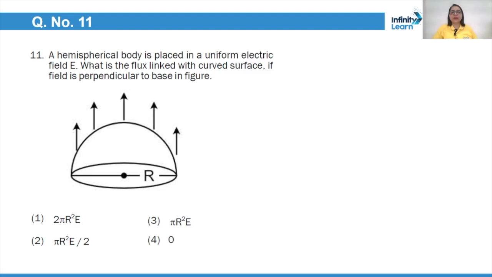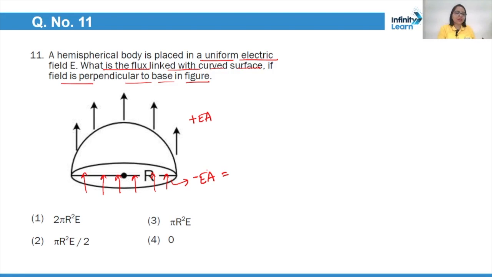Question number 11. A hemispherical body is placed in a uniform electric field E. What is the flux linked with the curved surface if the field is perpendicular to the base in the figure? So basically electric field lines that are entering through this circular base are equal to electric field lines that are exiting from the curved surface. So flux entering through this surface will be E into A and that is equal to flux exiting through this surface. So this is incoming flux and this is outgoing flux. If incoming flux is minus EA, then outgoing flux will be plus EA.